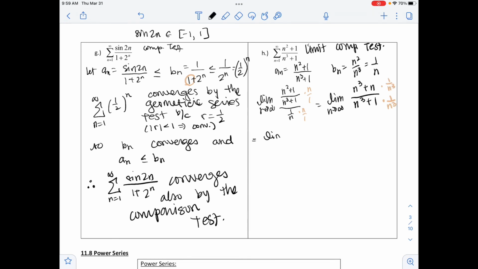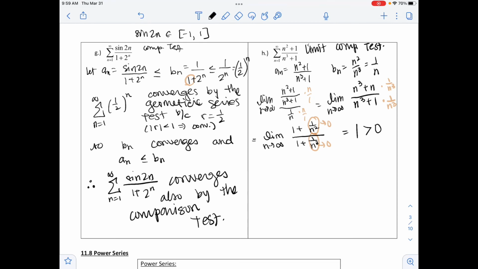And so we have the limit as n approaches infinity of 1 plus 1 over n squared over 1 plus 1 over n cubed. And as you take the limit as n approaches infinity, 1 over n squared and 1 over n cubed are both going to converge to 0. And so this simplifies to just being 1, which is greater than 0.